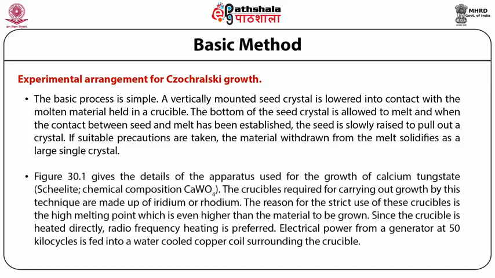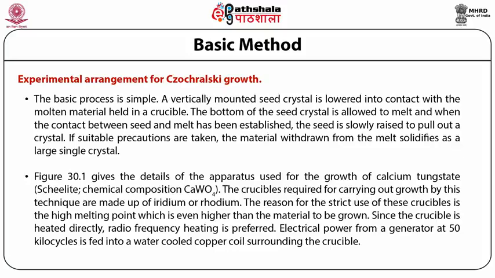Figure 30.1 gives the details of the apparatus used for the growth of calcium tungstate, that is scheelite, with a chemical composition CaWO4. The crucibles required for carrying out growth by this technique are made up of iridium or rhodium. The reason for the strict use of these crucibles is the high melting point, which is even higher than the material to be grown. Since the crucible is heated directly, radio frequency heating is preferred.